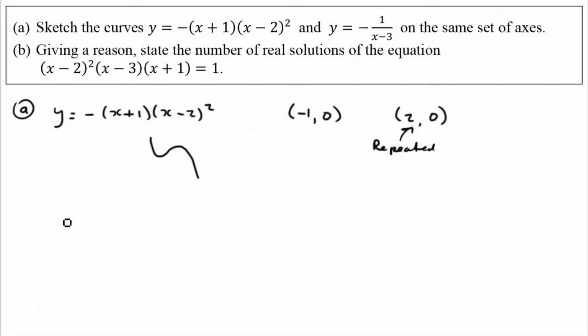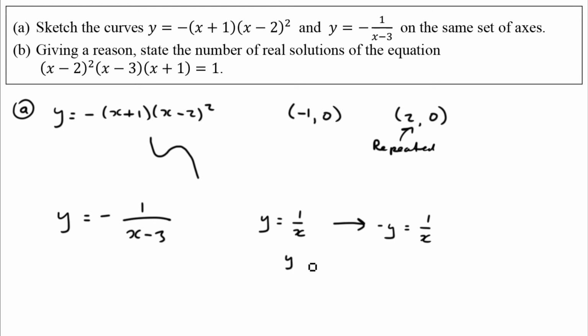Our other curve is a little more challenging. We have to sketch y is negative 1 over x subtract 3. Well, we could obtain this curve from one that we do understand: y is 1 over x. If we were to replace y by negative y, we would have negative y is 1 over x. So we have gone from a y to a negative y, which means with our transformation work that we have to do a reflection in the x-axis.